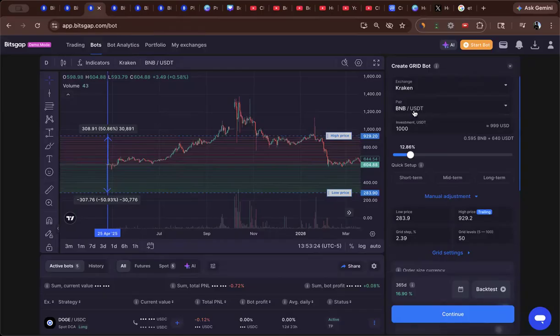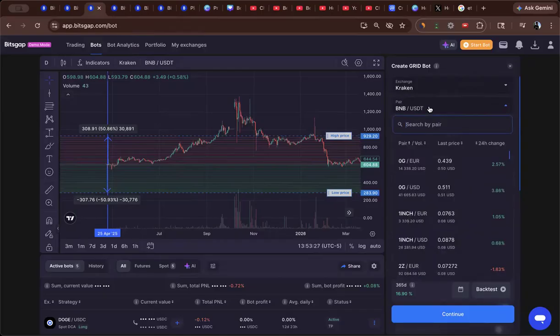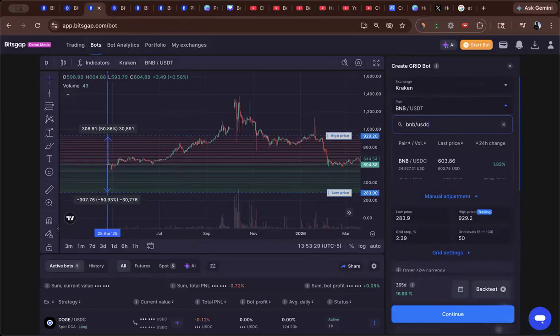All right, so let's get started with talking about the grid bots on BNB, on Kraken, and I'm going to start out talking about USDT. I started out with USDT because, you can see the volume on each of these pairings. Actually, the USDC was lower.